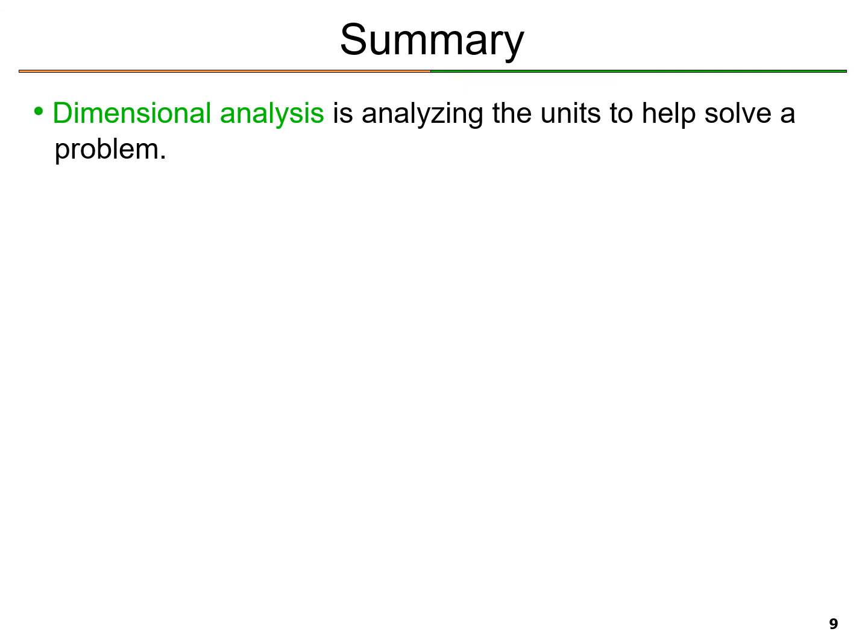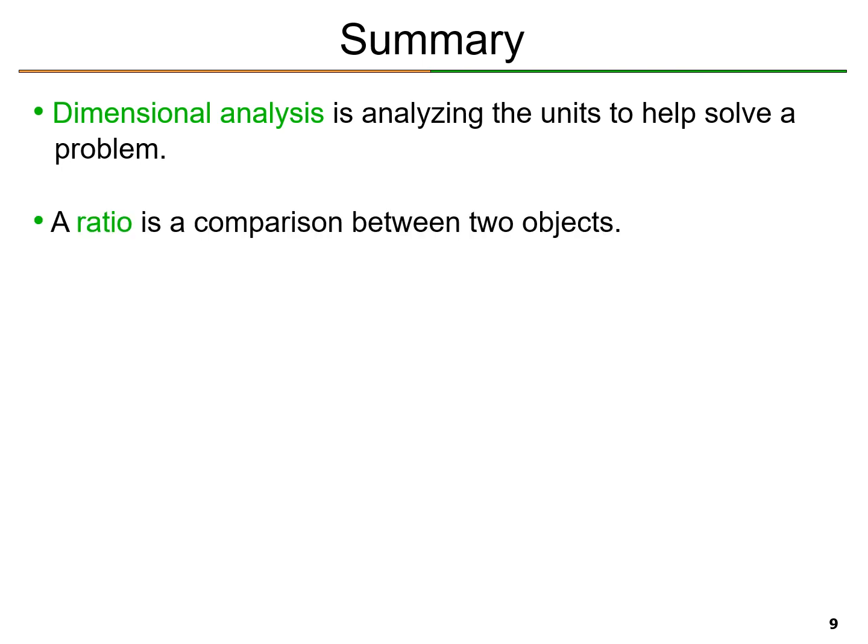Summary: dimensional analysis is analyzing the units to help solve a problem. So in dimensional analysis, when we start doing some examples, we're going to see that the first thing we do is analyze the units and make sure the units come out correctly in the answer before we start tackling the number part of the answer. If you start tackling the number part of the answer, then you kind of circumvented the objective.